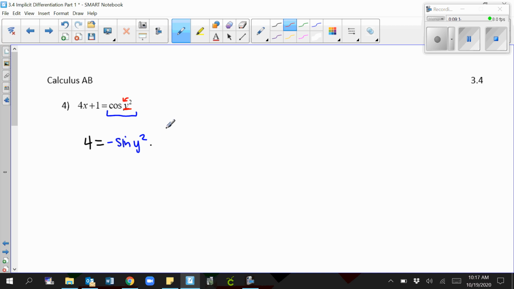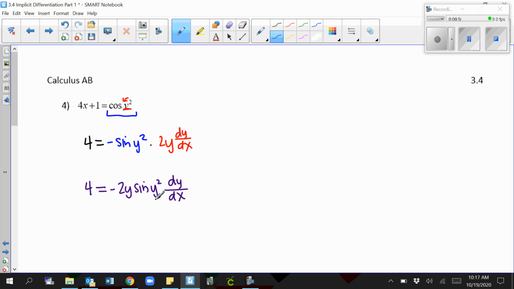So the 2 comes down, and I have 2y. And because I just took a derivative with a y, I've got to do dy over dx. So you only put that dy/dx when you actually take the derivative of the part that has the y in it. Okay, so let's clean up how we're writing this. And let's do purple this time. So 4 is equal to, I'm going to bring that negative 2y in front. So negative 2y sine of y squared with the dy/dx.